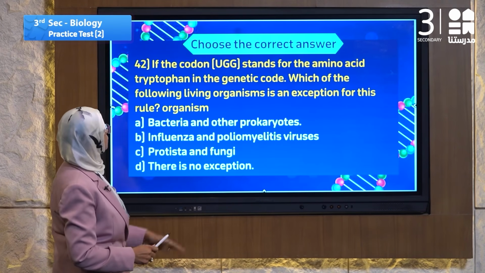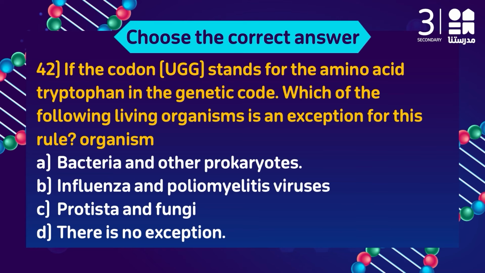Let's go to 42. If the codon UGG stands for the amino acid tryptophan. Tryptophan is a type of protein that has a code. The code is UGG, a standard code. It's not differentiated from one person to another or from one living organism to another. It's the code UGG for tryptophan.